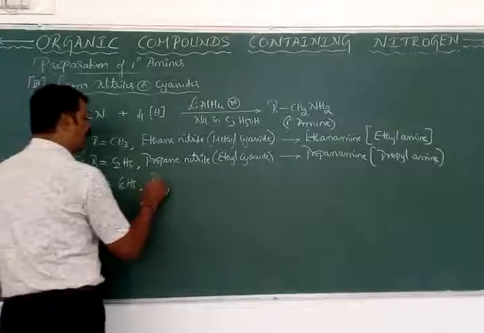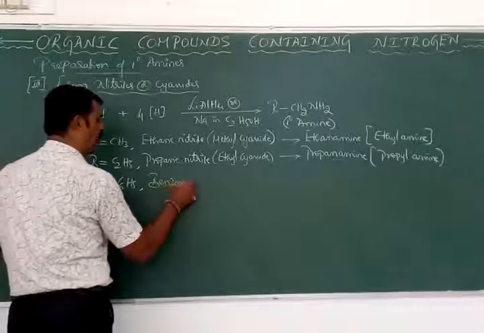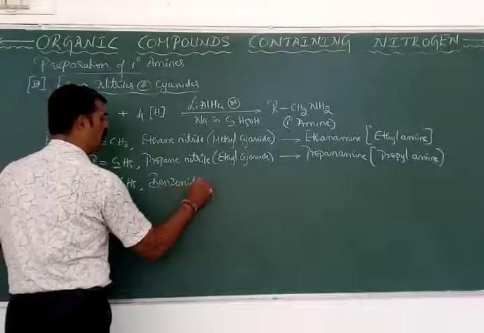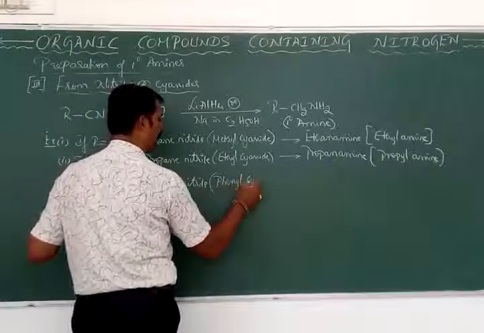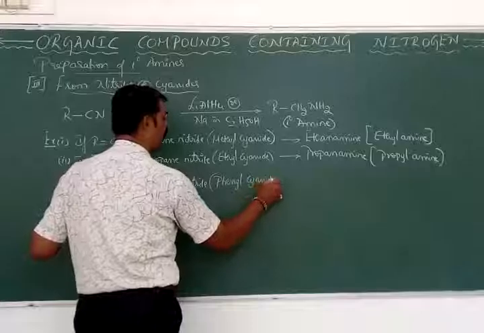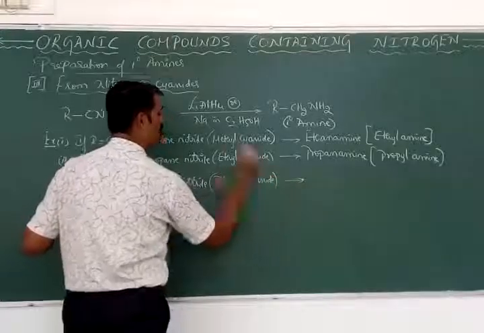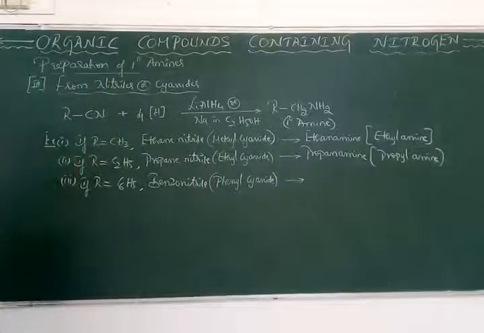C6H5CN is called benzonitrile. What nitrile is it? Benzonitrile. That benzonitrile is also called phenyl cyanide. What cyanide is it? Phenyl cyanide. So what's the product here?